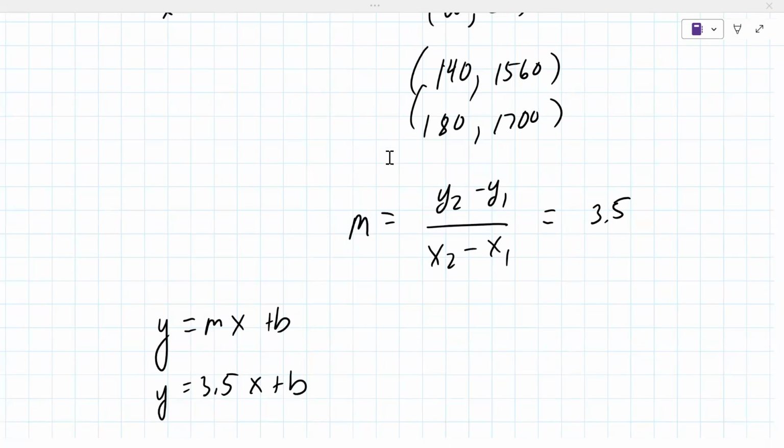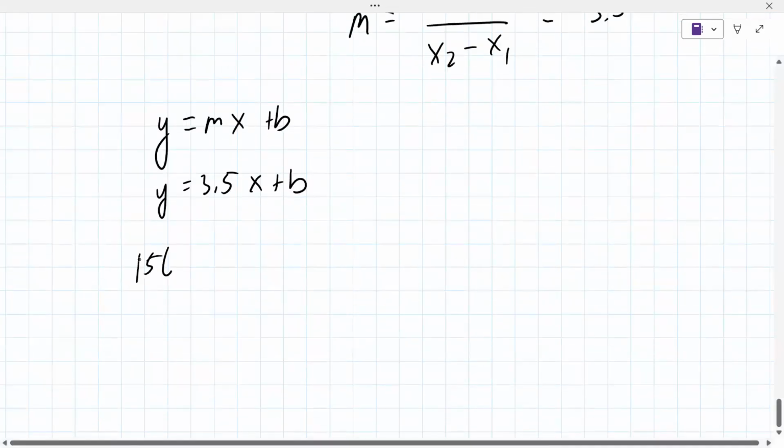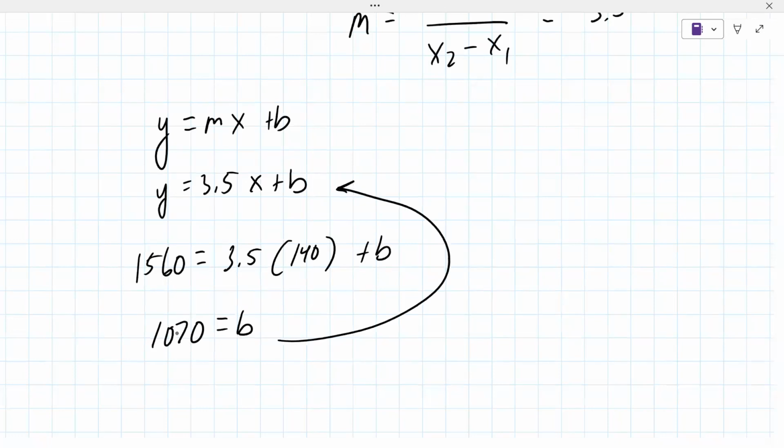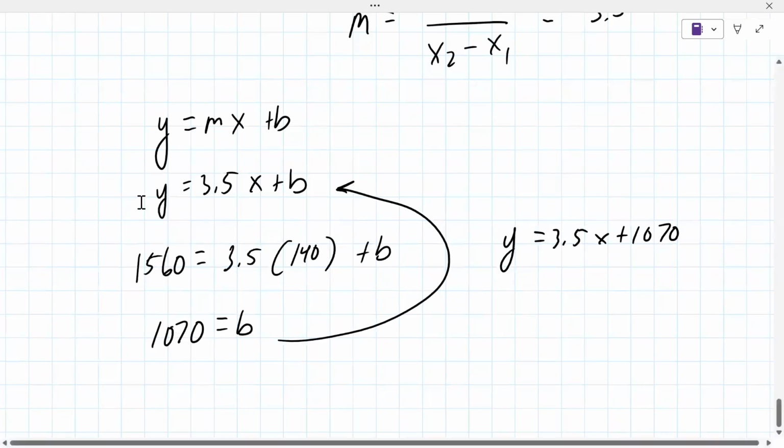We'll just do 140 comma 1560 for the first one. So 1560 equals 3.5 times 140 plus B. 3.5 times 140, you subtract it from 1560, so 1070 equals B. So it's Y equals 3.5x plus 1070.